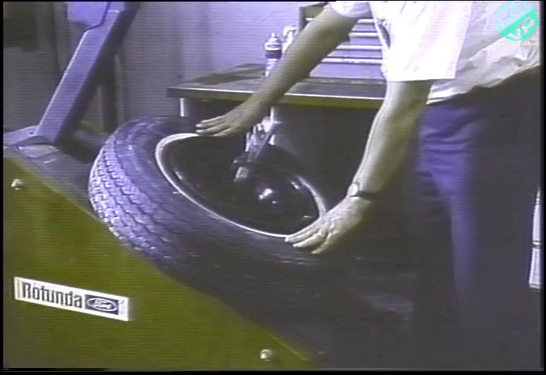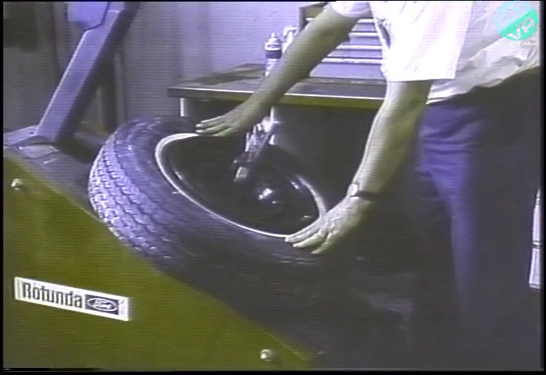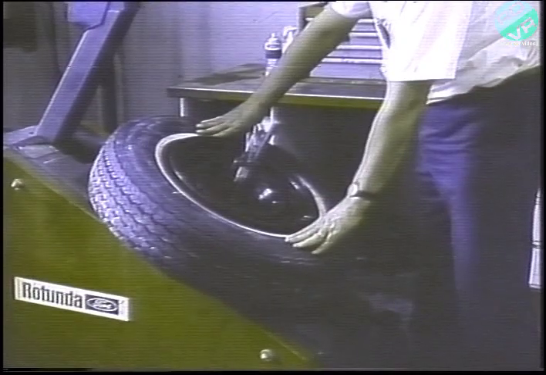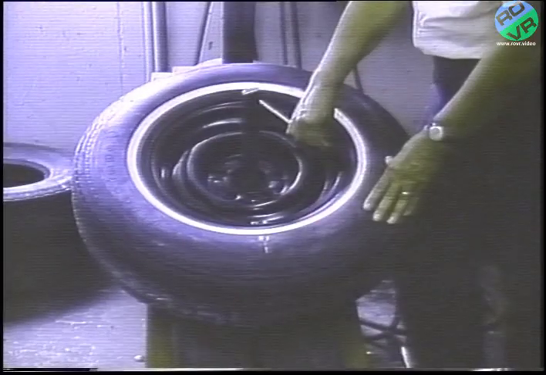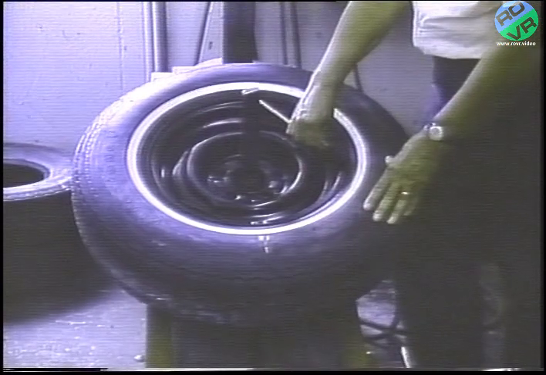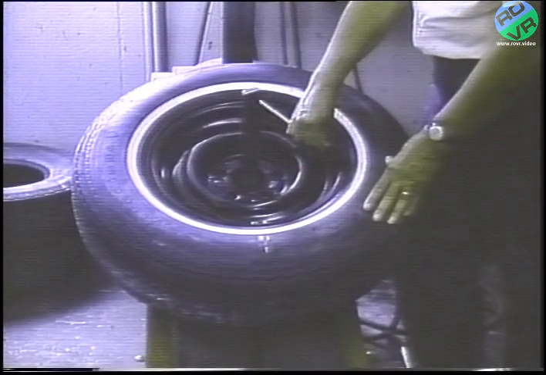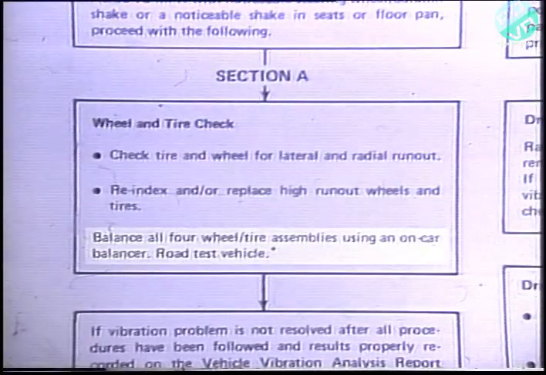Re-indexing the wheel and tire assembly may be necessary to bring the wheel and tire assembly back to specifications, which is 70 thousandths of an inch or less. Remember to line up the high spot on the tire with a low spot on the wheel. Once the wheel and tire assembly has been brought into acceptable specifications, we're ready for our final step in Section A on the vehicle vibration diagnosis chart.